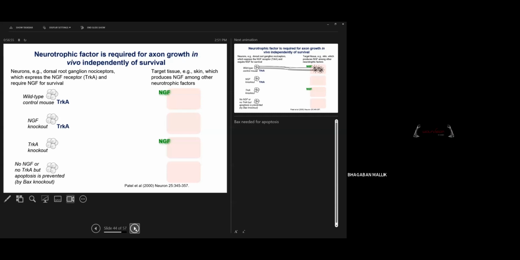So then the next question is, basically we found that a neurotrophic factor is required for axon growth, and it works independently of survival. So we'll clarify this concept by going over these slides. So here the wild type mouse has TRKA and its NGF in the targets. So you have axonal growth because you have the receptor, and also you have the NGF, the neurotrophins.